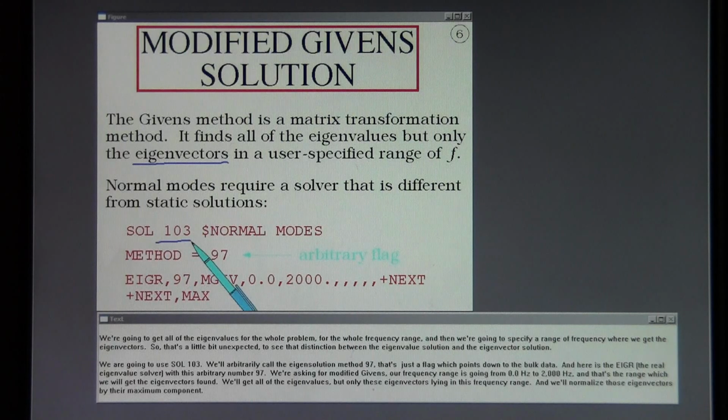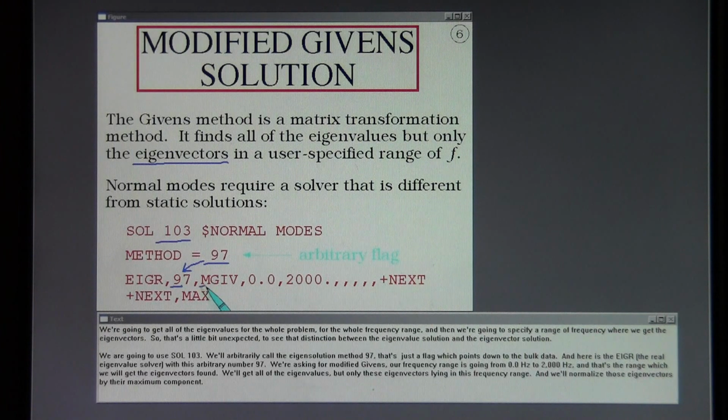We're going to use Sol 103. We'll arbitrarily call the eigensolution method, method 97. That's just a flag that points down to the bulk data. And here's the EIGR, the real eigenvalue solver with this arbitrary number 97. We're asking for modified Givens. Our frequency range is going from 0 hertz to 2000 hertz, and that's the range over which we will get the eigenvectors found. We'll get all of the eigenvalues, but only these eigenvectors lying in this frequency range. And we'll normalize those eigenvectors by their maximum component.